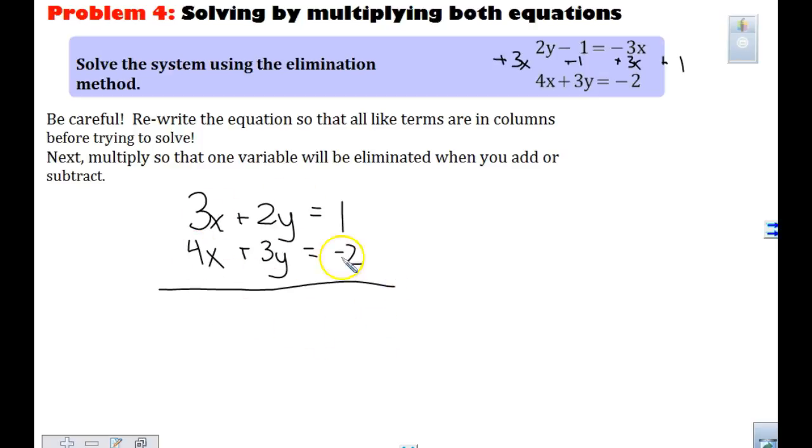If I would start adding these together, nothing cancels, nothing eliminates. And so I need to decide. I notice that in front of both x's, it's 3 and 4. In front of both y's, I have coefficients of 2 and 3. They're both positive. I'm going to have to multiply one equation by a positive number and one by a negative number because I want the signs to be opposite. You could decide at this point.